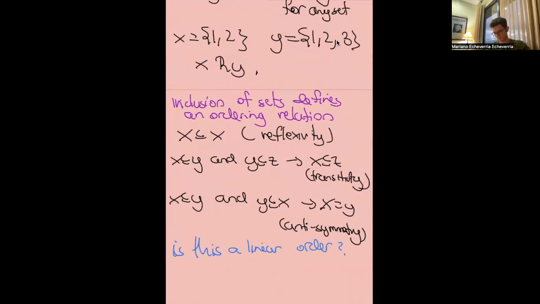What do you think? Again, if you say yes, that means that any two sets can be compared under the inclusion. That means that for any two sets, one of the two must be included in the other, right? That's what a linear order would mean. So you may want to change your answer.